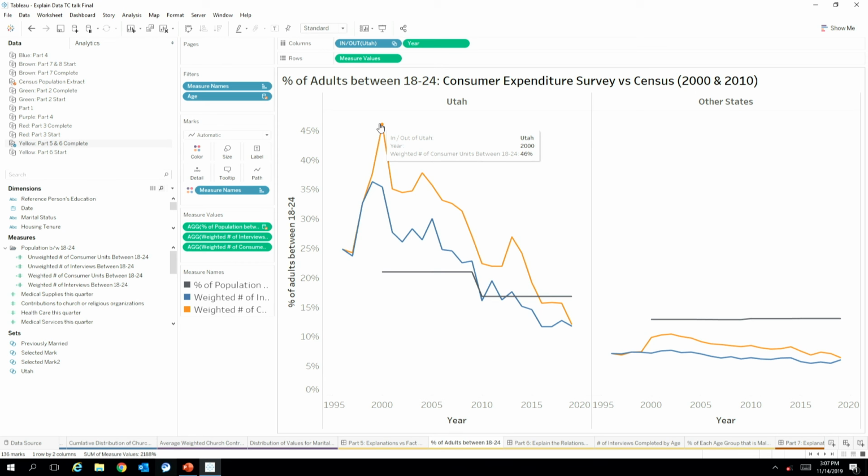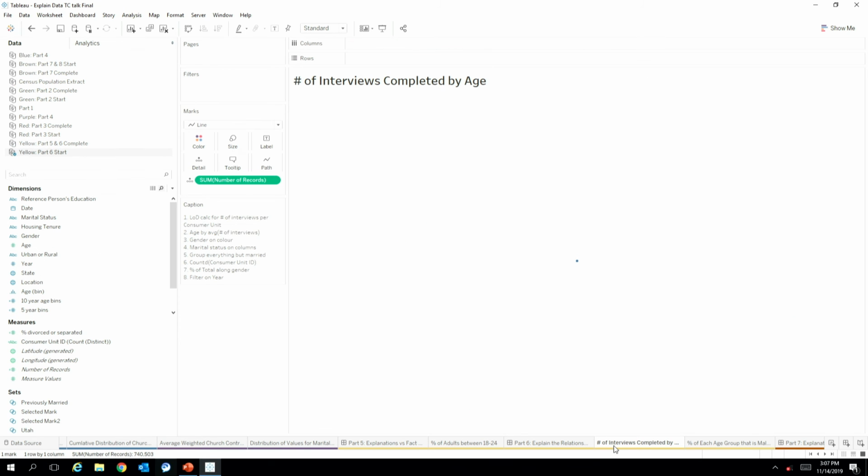This big discrepancy between the number of interviews and the number of households tells you something interesting, which is that young people complete fewer surveys. They're more likely to drop out of the 5 along the way. And that in itself presents an opportunity for a very interesting analysis.